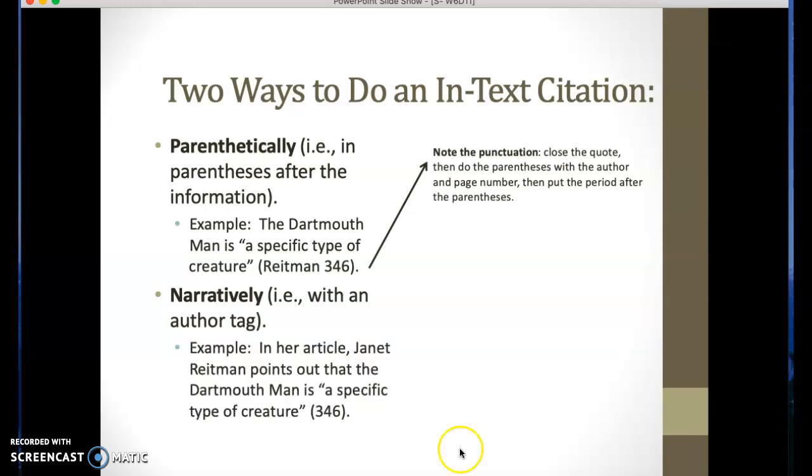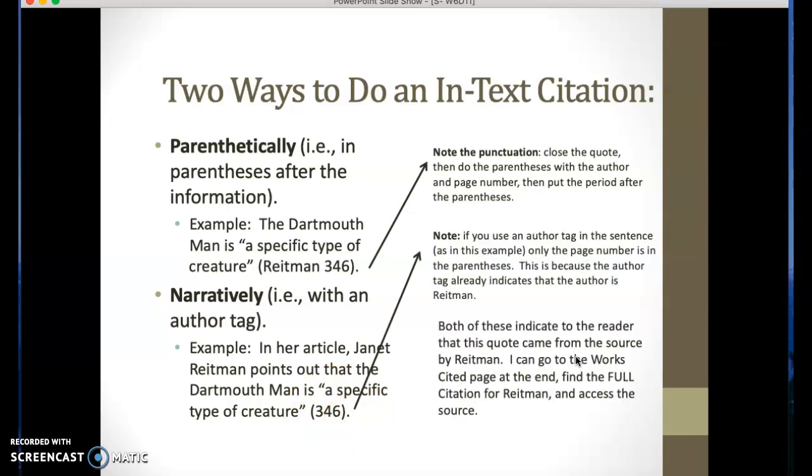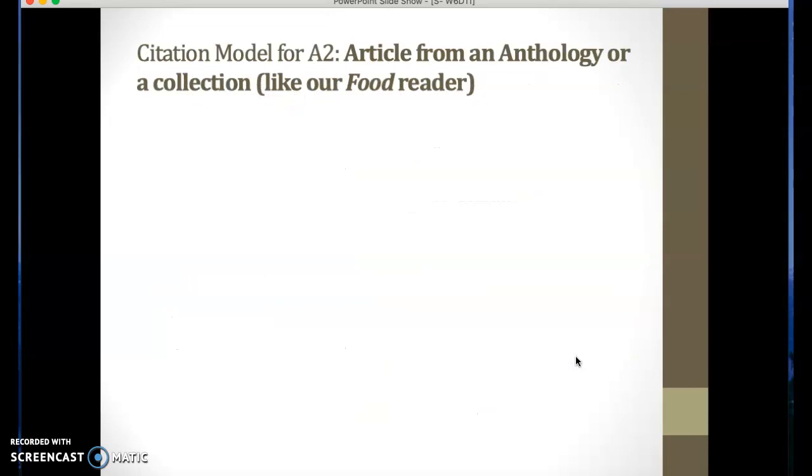So an example of that is you'd be using the author's name in the sentence, and you have the quote that the author uses, and then you just put the page number in parentheses at the end, followed by a period. So both of these indicate to your reader that this quote came from the source by Retman, and I can go to the Works Cited page at the end and find the full citation for Retman and access this source if I was curious about it and wanted to learn more.